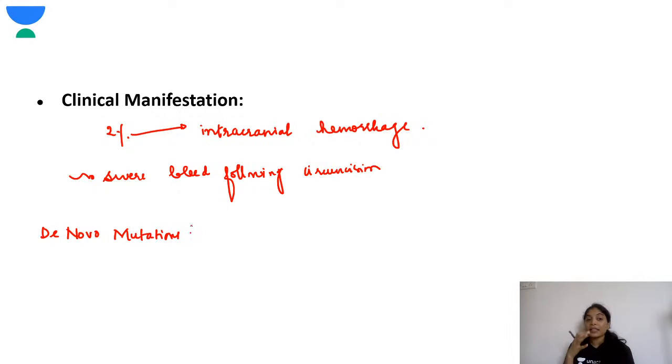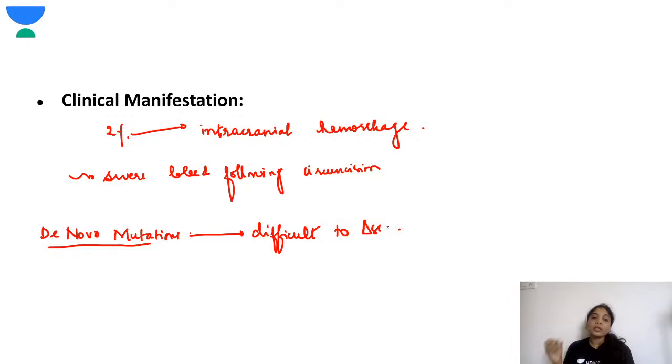In such cases there won't be a positive family history. So when there are de novo mutations happening, it is very difficult to diagnose. They will come with a bleed, and only then the diagnosis happens. So many times, when there are de novo mutations, the diagnosis is missed. When there is a family history, you will be sure, okay, this child can have it, so you would have examined and evaluated this child well. But if it is a de novo mutation, it is difficult to diagnose. So that is one thing.